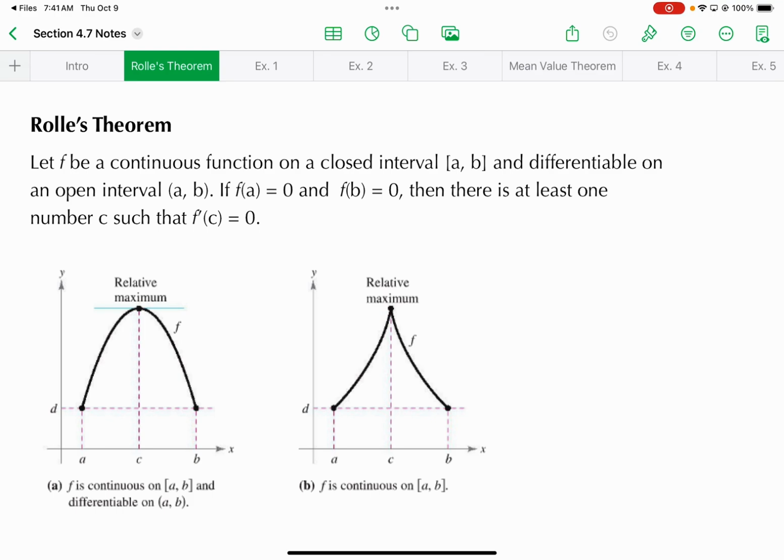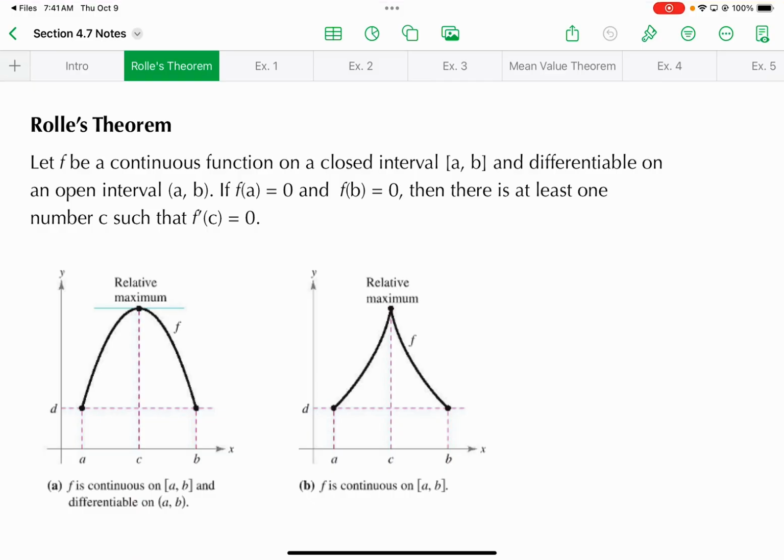Meaning, if I have a function that's continuous on a closed interval, differentiable on an open interval, and the outputs either equal 0, which is what your textbook cites, or if they equal each other, then there has to be a turning point at some point in the function such that you have a relative min or a relative max. Okay? You can have more than one.